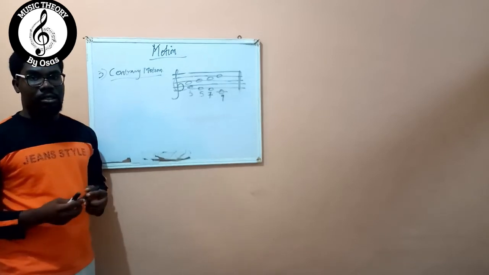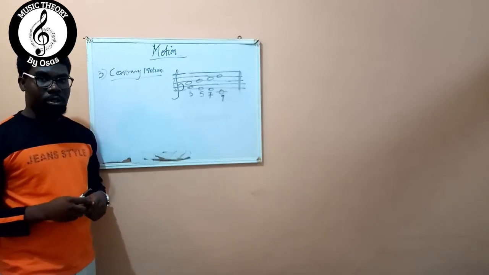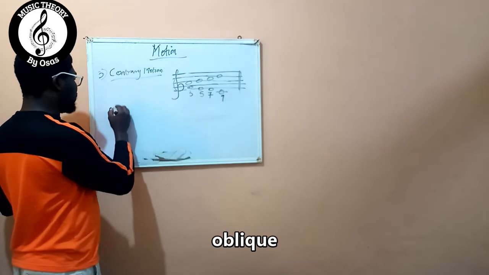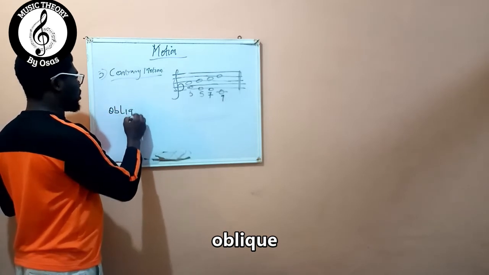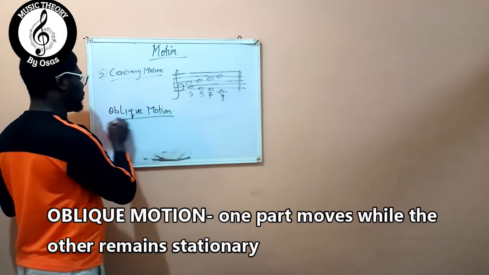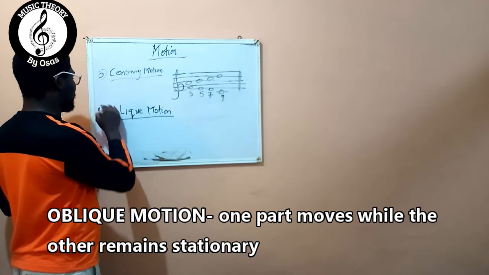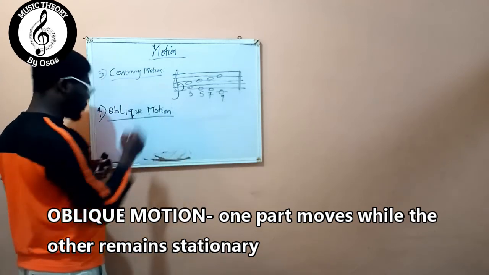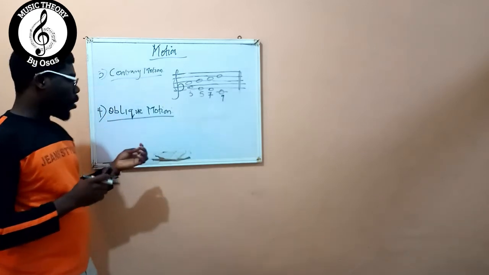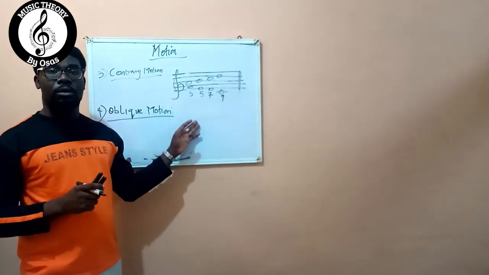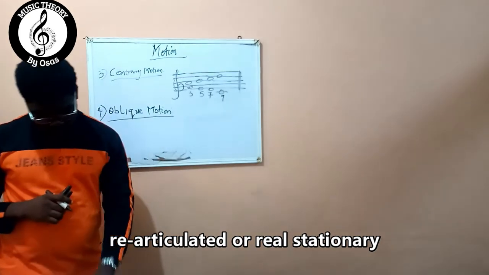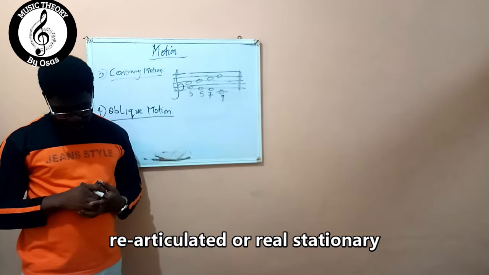So let's look at the last but not the least, which is oblique. Oblique is spelled like this. Oblique motion. In oblique motion, one part moves while the other remains stationary.